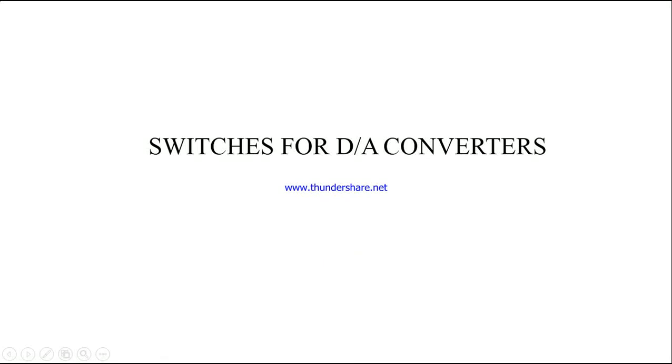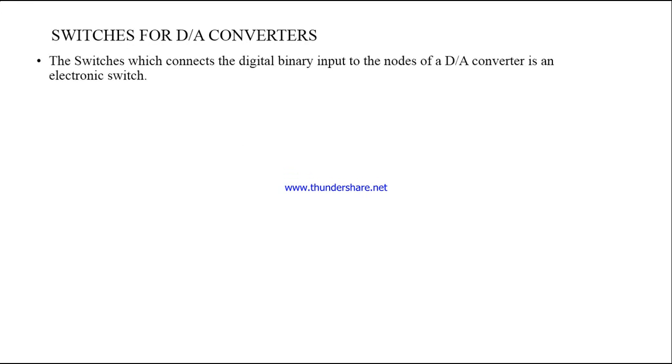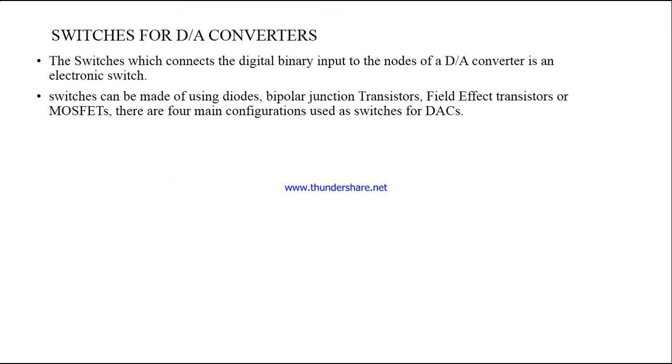Students, now we can see the switches for D to A converters. The switches which connect the digital binary inputs to the nodes of a D to A converter are electronic switches. The switches can be made using diodes, bipolar junction transistors, field effect transistors or MOSFETs, and there are four main configurations used as switches for DACs.